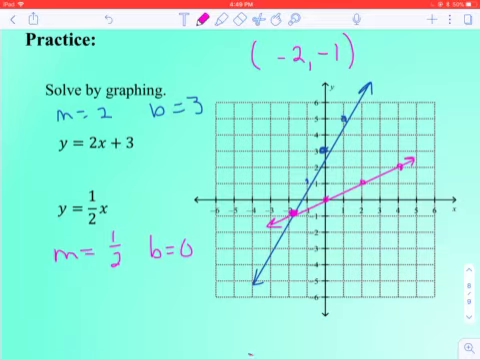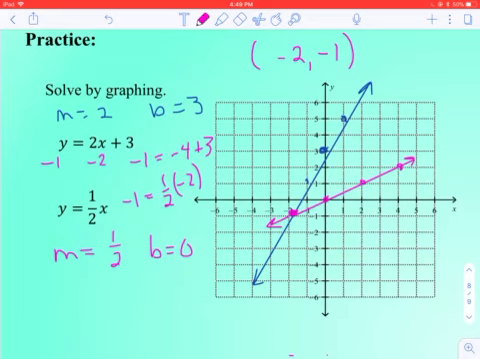So if I put x is negative 2, y is negative 1, negative 1 equals negative 4 plus 3, true statement. And then y is negative 1, 1/2 times negative 2, and that gives me negative 1 equals negative 1. So there's a true statement.